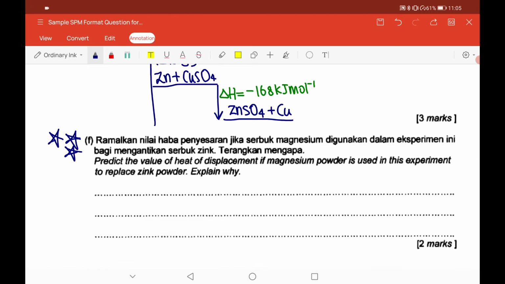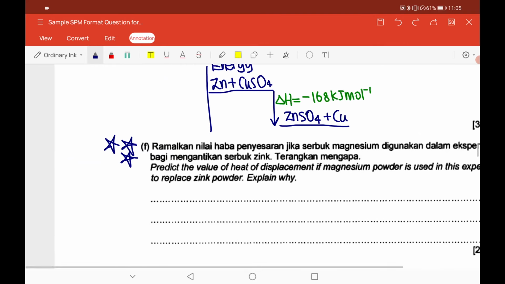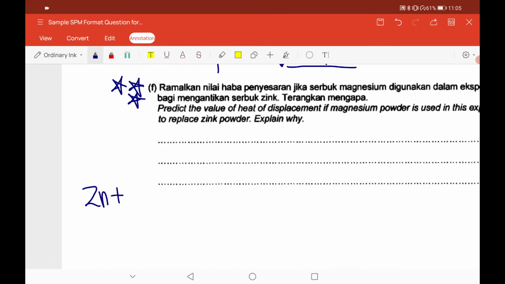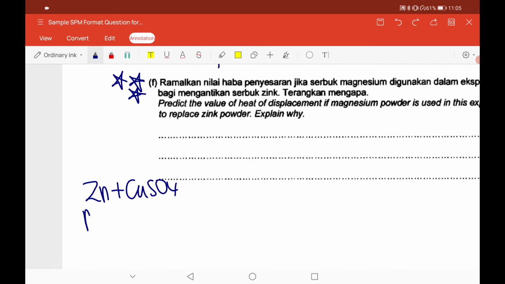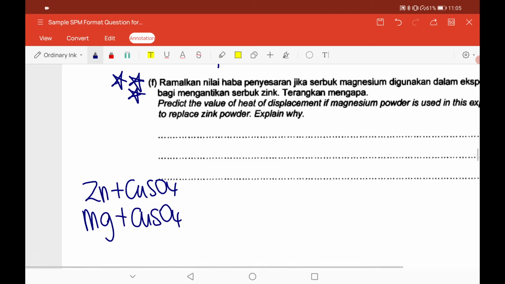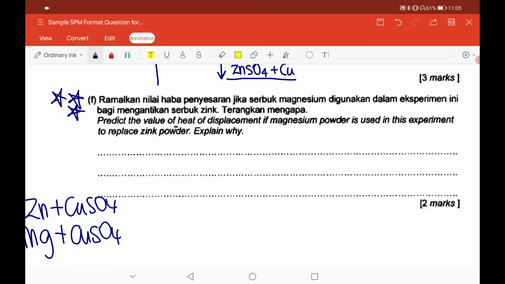They ask you to predict the value for the heat of displacement if magnesium is used to replace the zinc powder, and they ask you to explain why. Which means what? Initially we use zinc plus copper sulfate. Now we want to change the zinc to magnesium and copper sulfate. So they ask you to predict the heat of displacement.